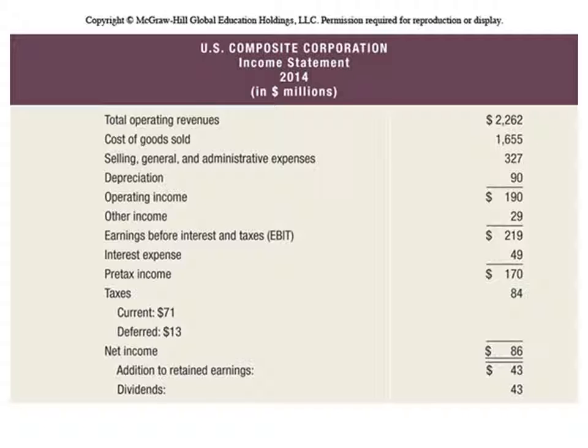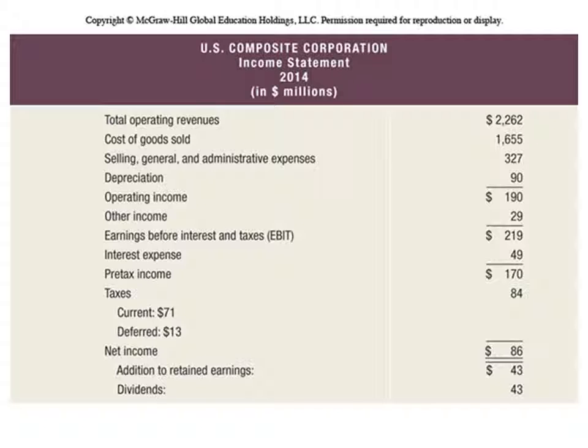After we've subtracted out taxes, we have net income. And net income always goes to one of two places. It can either go to addition to retained earnings, which we will see becomes part of shareholders' equity, or it can be paid out to the shareholders in the form of a dividend.